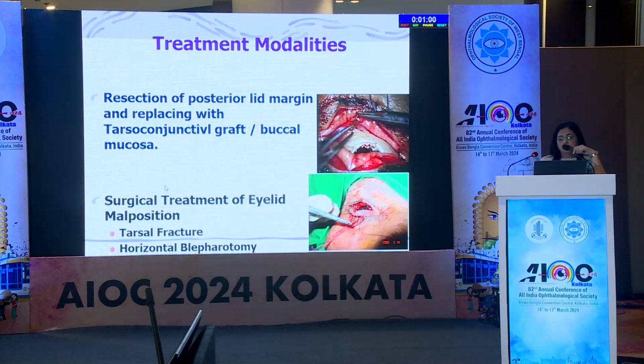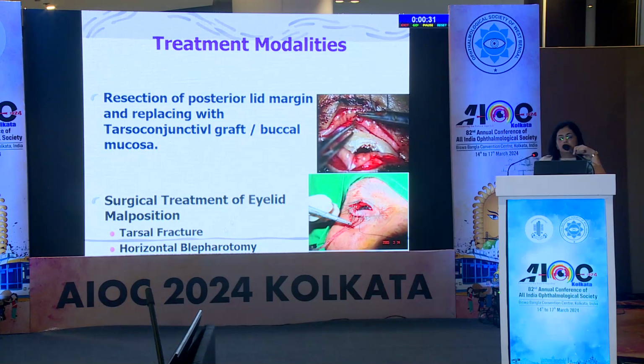In case we have recurrent previous failed procedures, or there is involvement of almost the whole of the eyelids, the basic treatment modality should be the resection of the posterior lid margin and replacing it with the buccal mucosa or the tarsoconjunctival graft. Though I have not used the tarsoconjunctival graft, I have used only the buccal mucosa, but the literature says if you have excised much of the tarsus so that you are not sure of the integrity of the eyelid, you can replace it with tarsoconjunctival graft also.